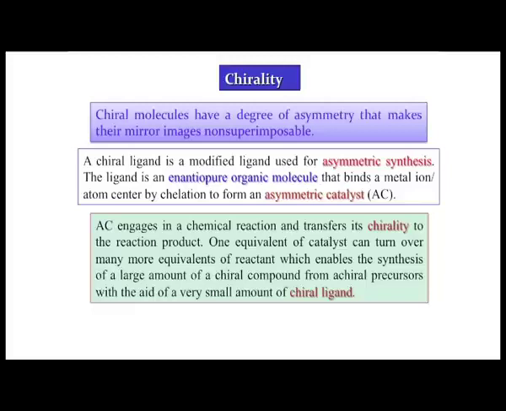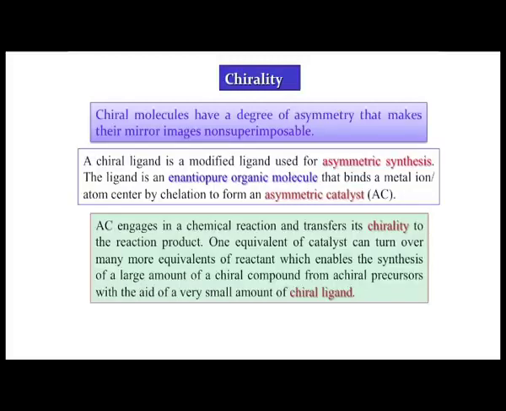So, for a chiral ligand, we just put the chirality within the ligand. Then we get the ligand as an enantiomerically pure organic molecule, and once we have the ligand, we all know that the ligand can bind the corresponding metal ion center by chelation to form a corresponding catalyst, which is known as an asymmetric catalyst. So, these two terms, these two keywords, are important. Why are we studying all these?